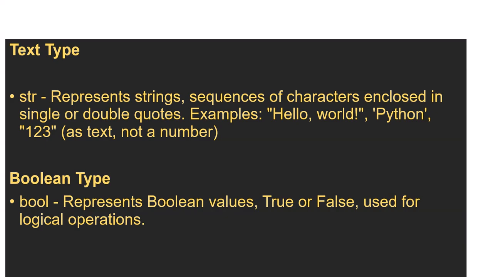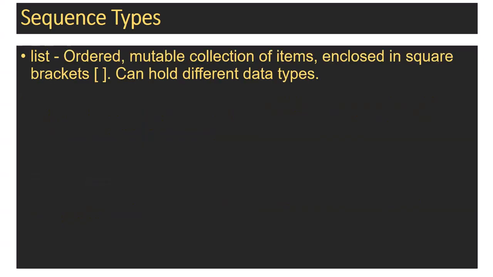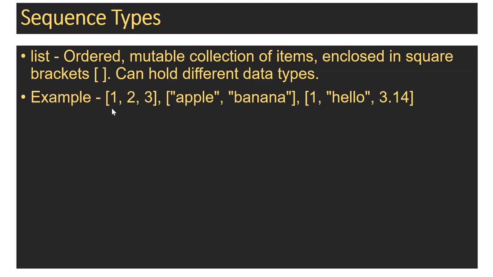Good. So the fourth data type that we have is the sequence types. And under this type, one, we have list. What do you understand by list? List is an ordered, mutable collection of items enclosed in square brackets. Let's see an example. An example of a list is this square bracket enclosing the values 1, 2, 3 separated by commas. So this is an example of a list.